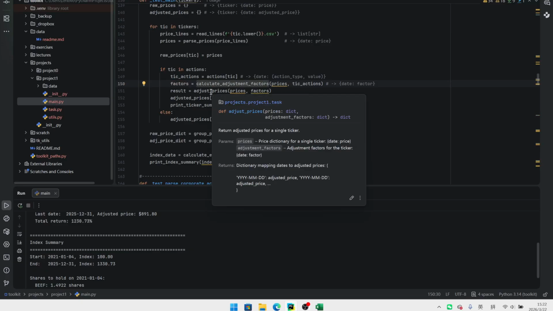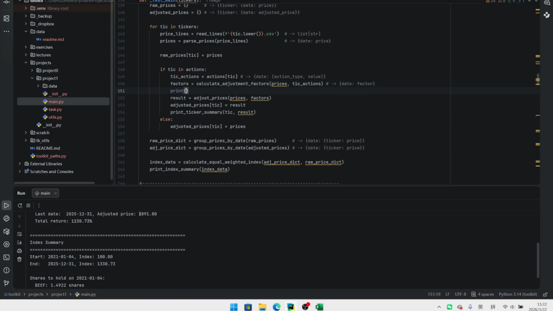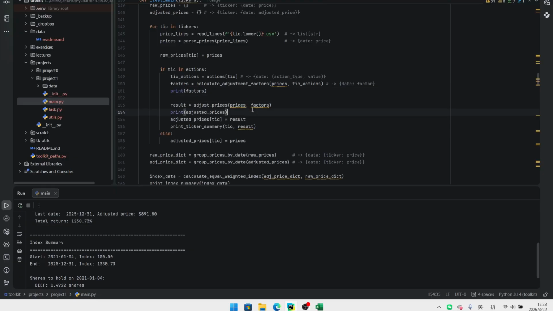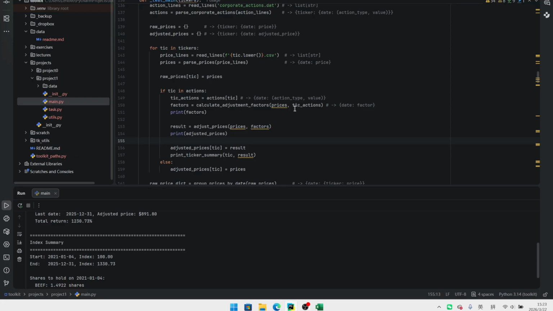The first one is the calculated adjust factor. So for the data factor, we need to print the factors, and we need to print the adjust prices to see whether it's correct or not. In this way, factor equals calculate amount of price. All the other things are correct. We put in the data factor. It will output.